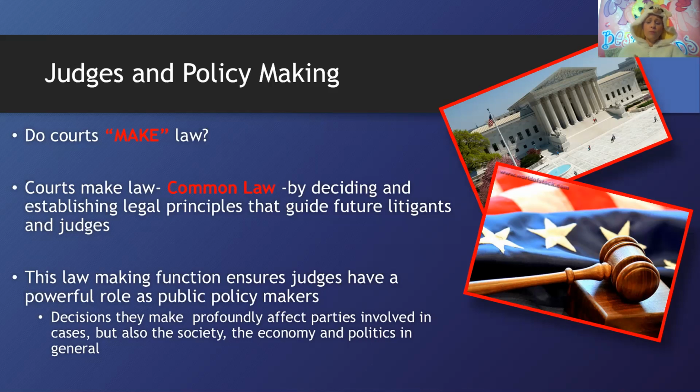They make law by way of what is called common law. Common law is deciding and establishing legal principles that guide the future. So that idea of precedent or stare decisis is this idea of common law. What we've done before is what we should continue to do unless something changes. And then we may have to reconfigure and look at the facts of things and of the time. Society changes, perhaps the judges' and justices' opinions will change. So this lawmaking function ensures judges have a powerful role in public policy, but they are not necessarily true policy makers. Okay, so it's kind of one of those things.